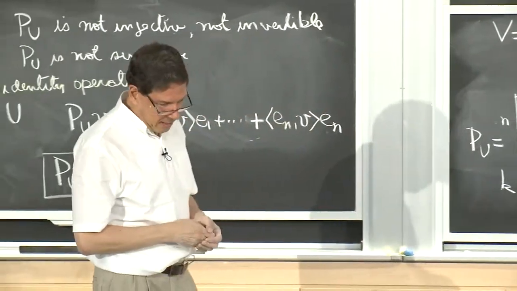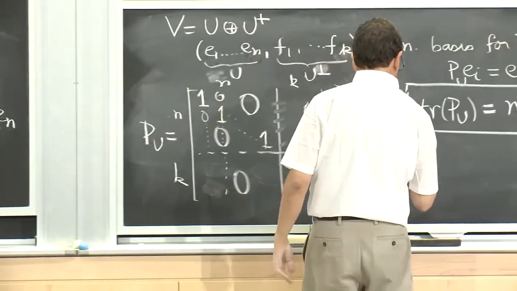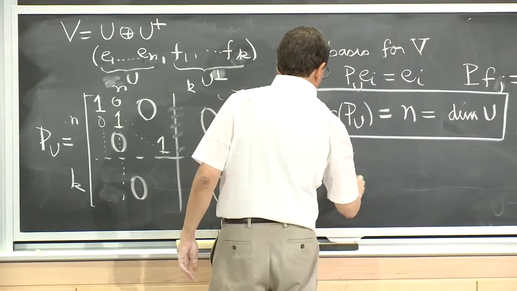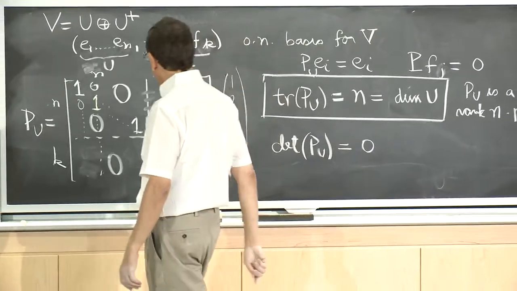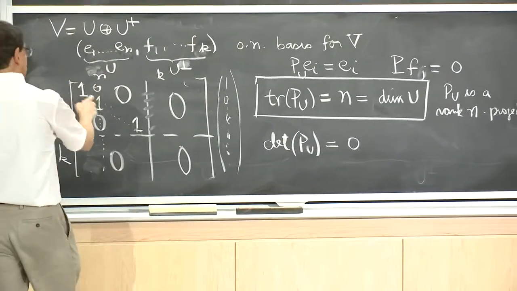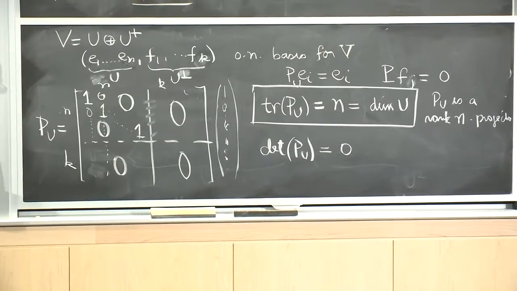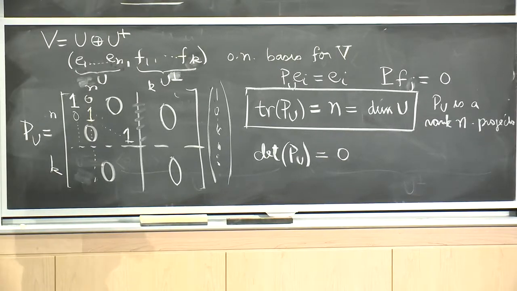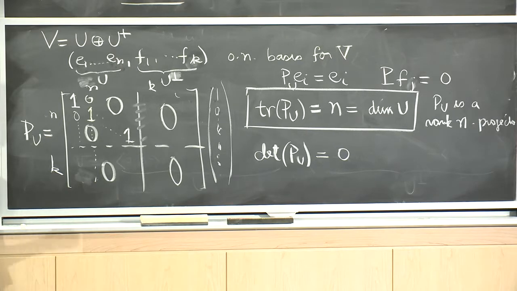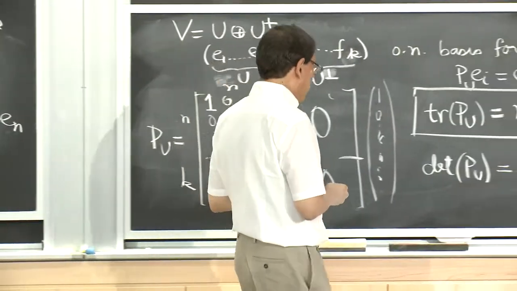Another property, maybe a little less spectacular about this projector, is that the determinant, which is another invariant of PU, is 0. This was expected to be the case because the operator was not invertible and was not injective. It had a null space. So if it's not injective, it's not invertible, and not invertible means the determinant is equal to 0. So that's another property of projectors.